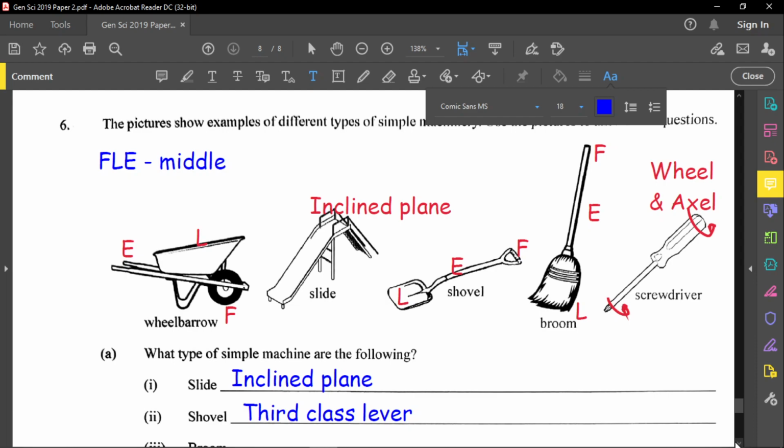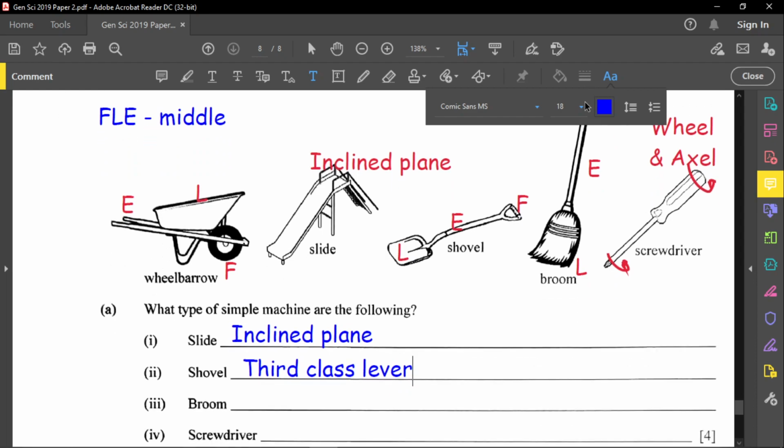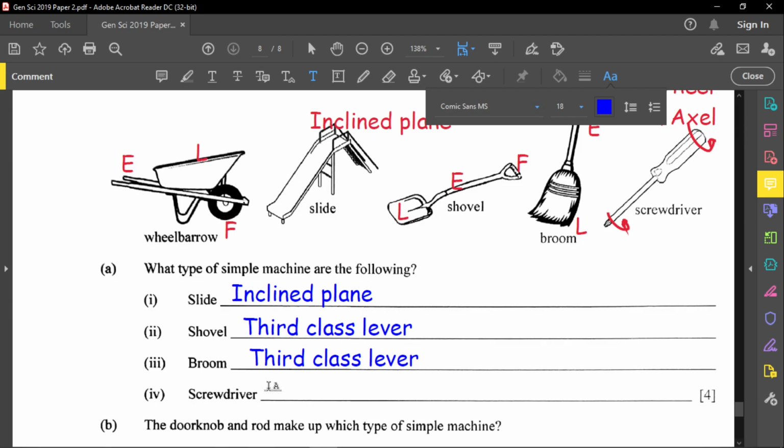All right, let's go to the next part right here now. And it's a broom. Again, the broom, the effort is in the middle, in the middle of the load and the fulcrum. So this again is a third class lever. The screwdriver, as mentioned here, because it's turning at both ends, and the middle will serve as an axle. So this is a wheel and axle.